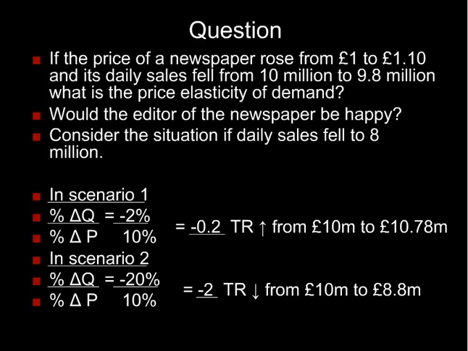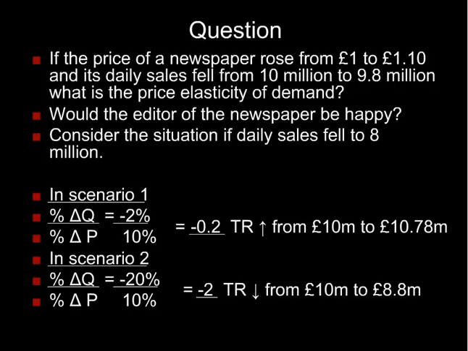In scenario 2, the editor of the newspaper wouldn't be so happy, because obviously what's happened is we've got a larger than proportionate decrease in the quantity demanded. The sales have fallen by 2 million, and that's a 20% fall in sales. So this time the percentage change in the quantity is minus 20%, from 10 million to 8 million. Percentage change in price is still the same. It's a positive 10%, £1 to £1.10.